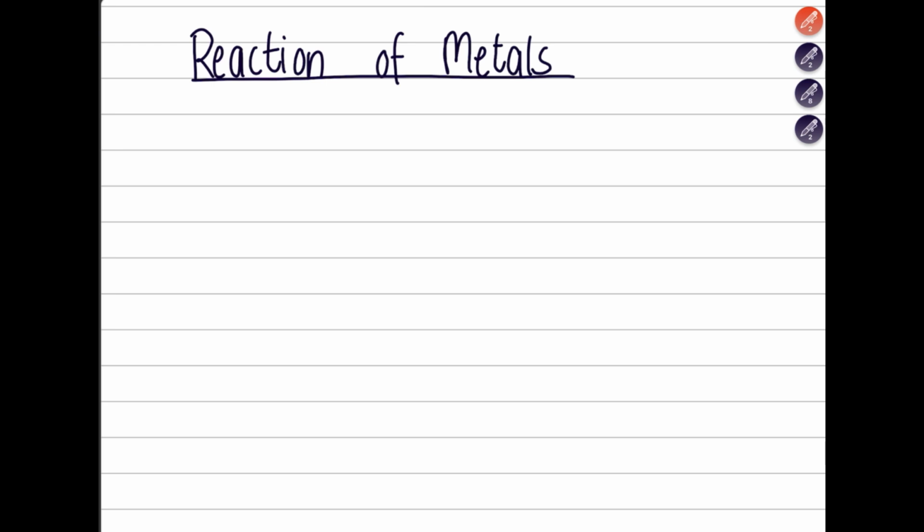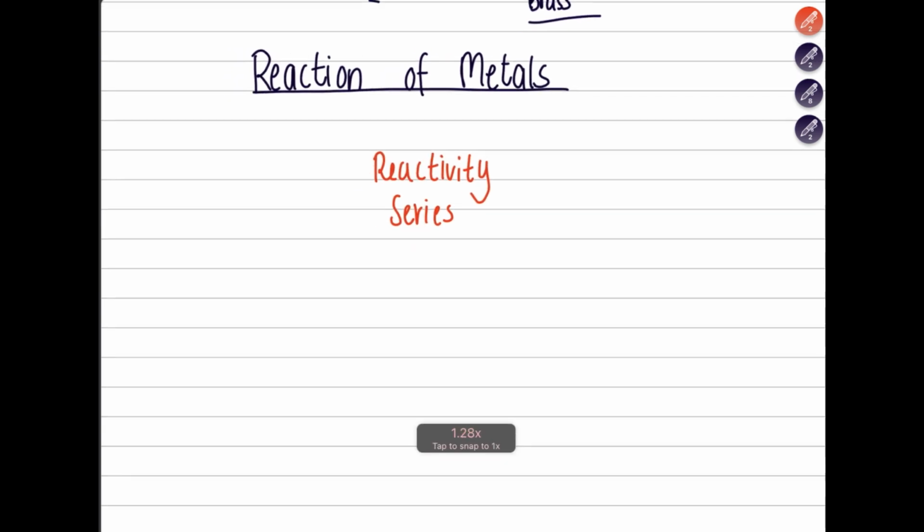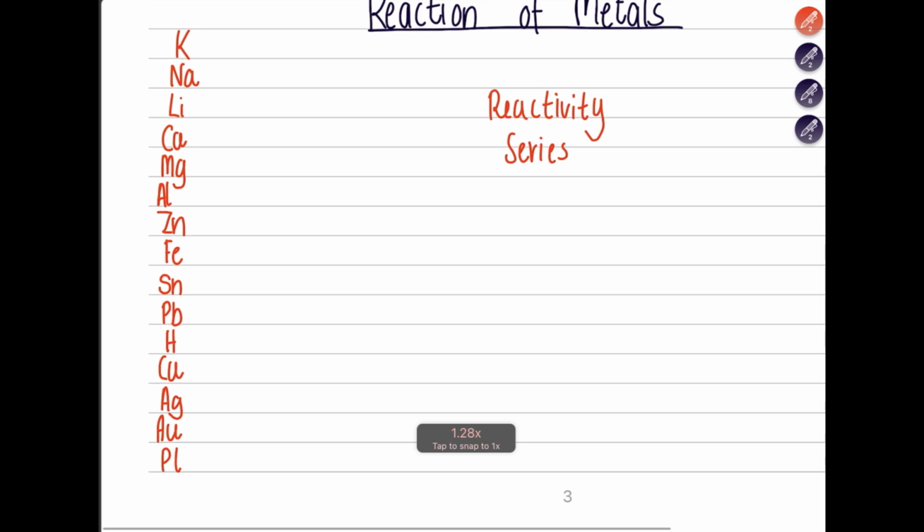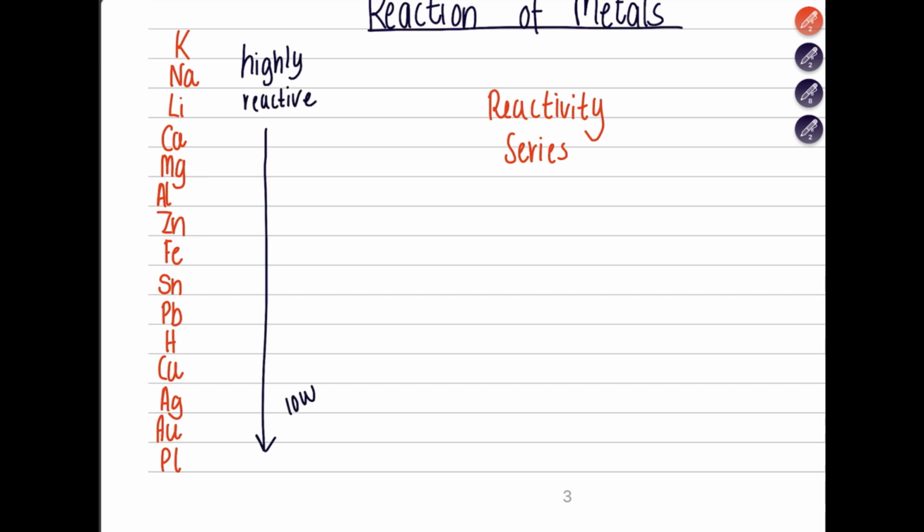Alright, now we'll talk about the reaction of metals. To do that, we have something called a reactivity series. What is the reactivity series? Basically, we have arranged the metals according to their reactivity. This is the reactivity series. You're supposed to memorize this. The metals on the top are highly reactive. Reactivity decreases as you go down.